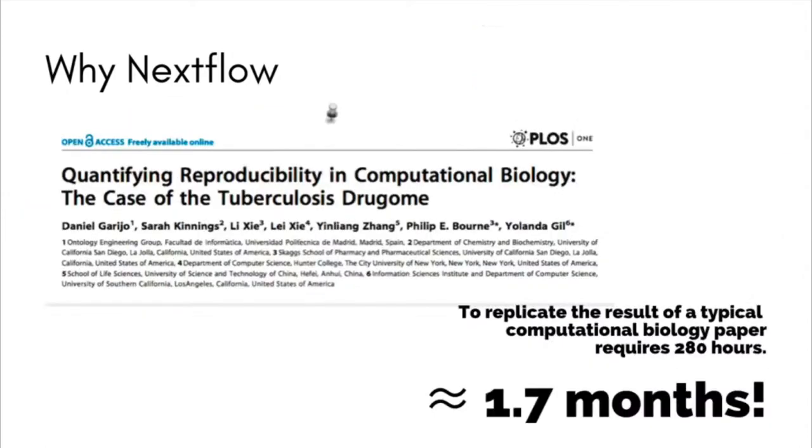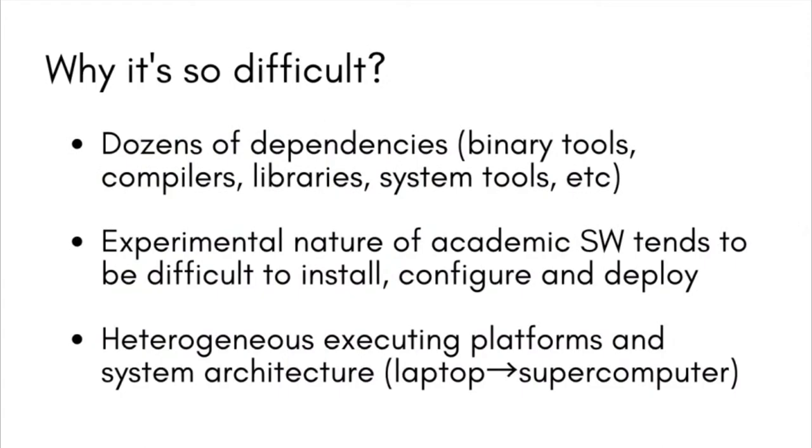And a lot of articles, this one, for example, have shown that to replicate the results of a typical paper, it took almost 300 hours. It's 2 months just to reproduce the results of a regular paper, of a regular experiment. Then why is it so difficult? Now I have a lot of slides with text, but at the end we will make this hands-on with a kind of tutorial and it will be clear. But why is it so difficult to reproduce a pipeline, an analysis?